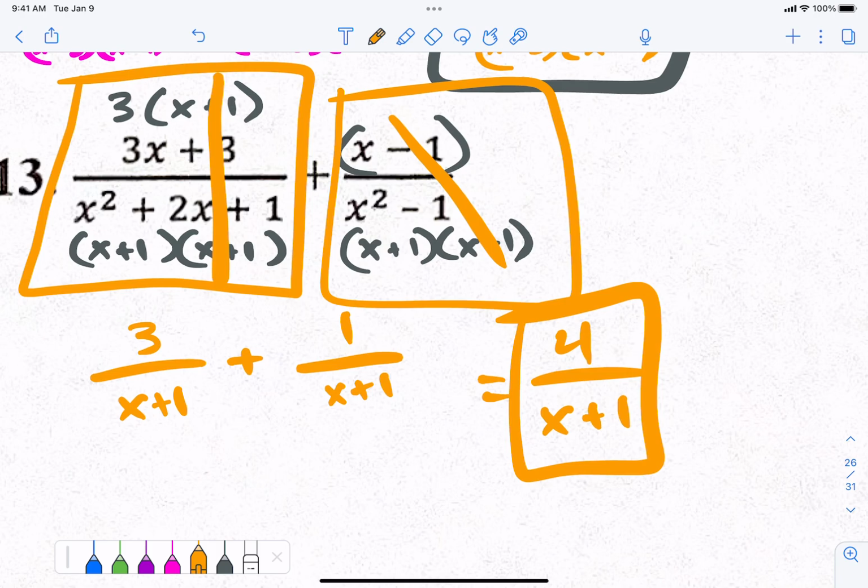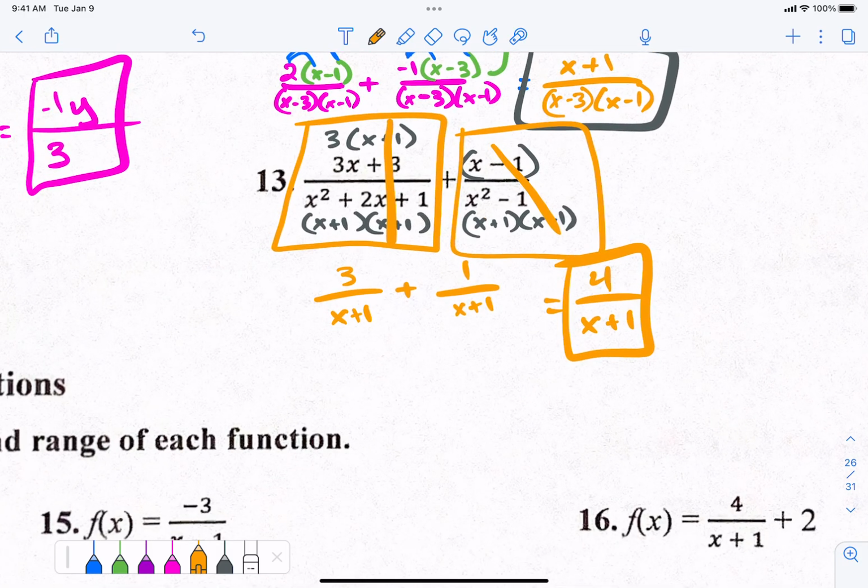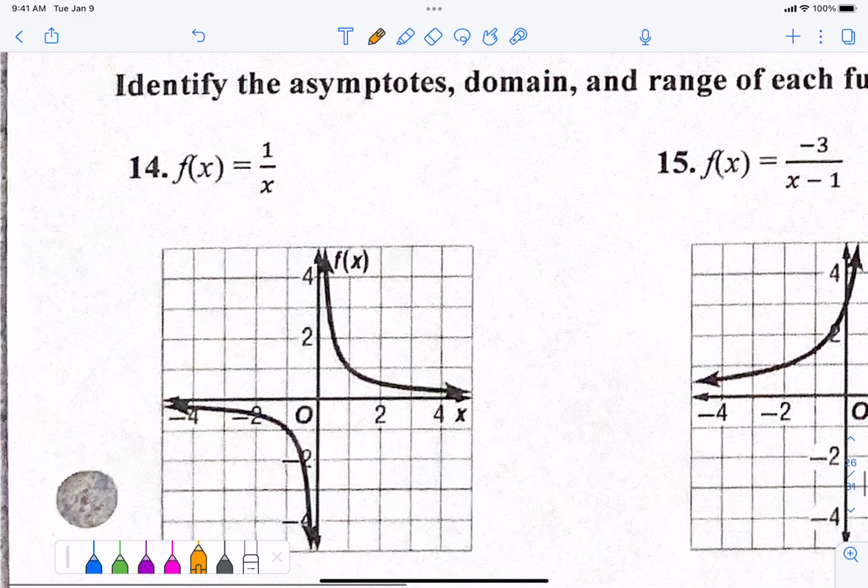Does that make sense? And we had to reduce them to begin with. Make sense? Okay? So, 4 over x plus 1. Done. Got it? Happy with that? Okay, that was 13.